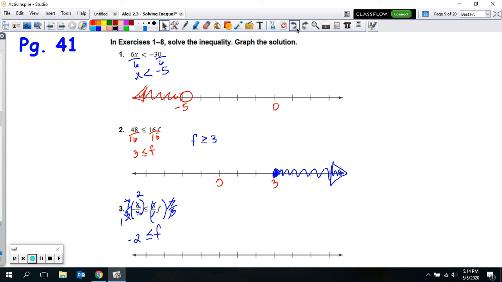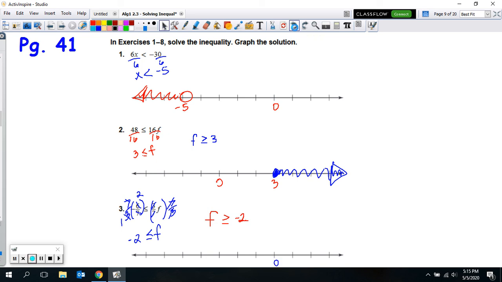Then we have our f. But I'm going to do the same thing I did up here and flip this whole thing around just to make the f go first. So the mouth has to open towards the f. So it's got to go this direction, and the arrow's got to point to the -2. And so that helps us figure that out a little bit better with the graph.